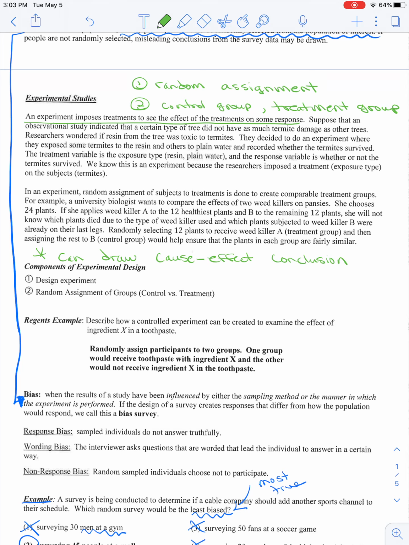So let's take a look at the Regents example. Describe how a controlled experiment can be created to examine the effect of ingredient X in a toothpaste. Whenever you're creating an experiment, we talked about earlier that you had to randomly assign the participants to two groups. Once you made those two groups, you had to create one group that receives the treatment, which in this case is toothpaste with ingredient X, and the other group that doesn't receive the treatment. So in their toothpaste, there's no ingredient X.